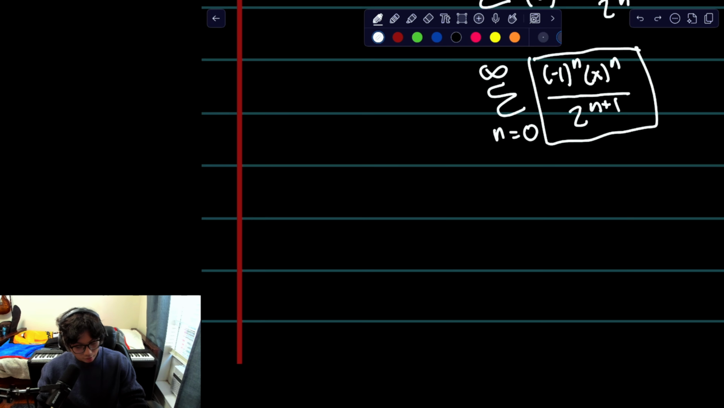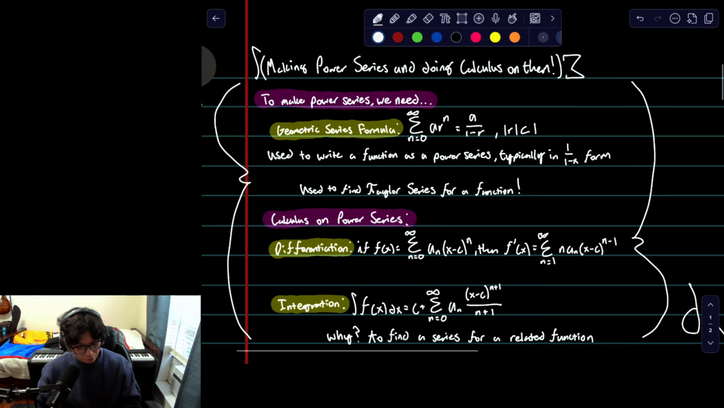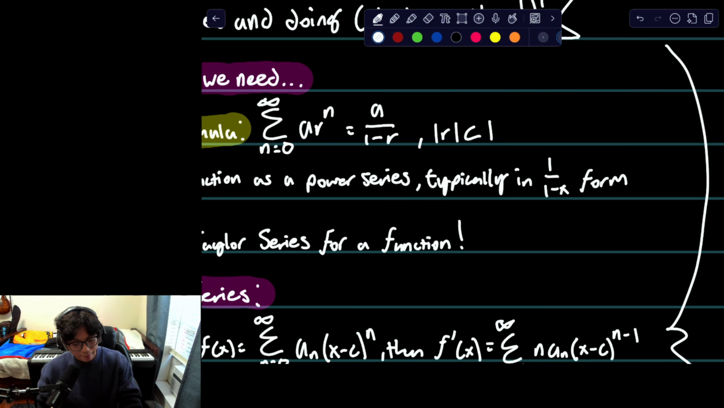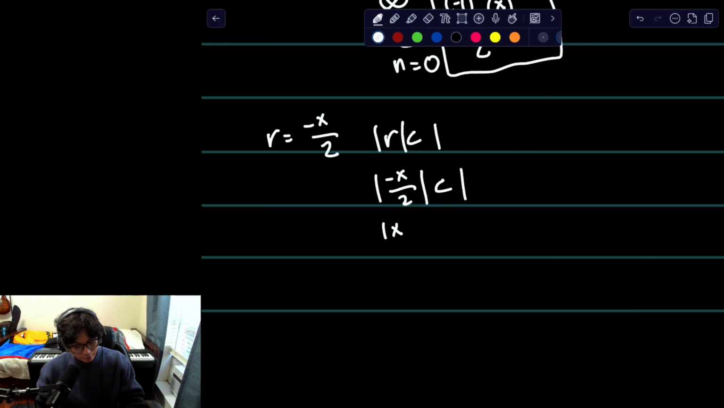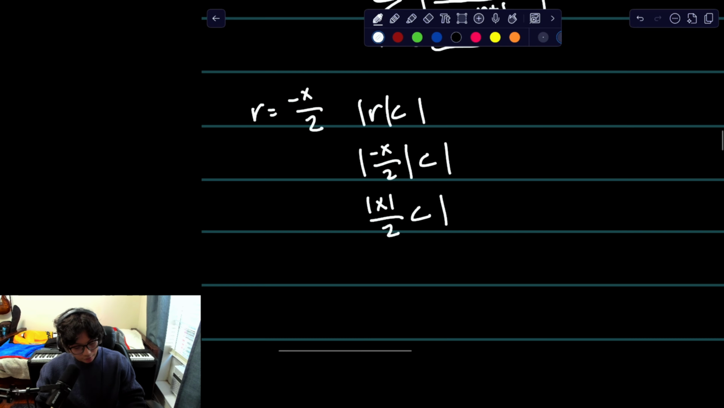So we could say our r equals negative x over 2. But remember, in our notes over here, we want to make sure that the absolute value of that radius is less than 1. So we're going to plug that formula into this r. So it becomes the absolute value of negative x over 2 less than 1. Now we can just remove the negative sign because it is an absolute value, and then just do algebra from here, which states that the absolute value of x is less than 1.